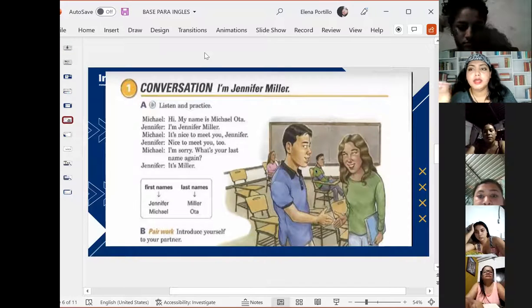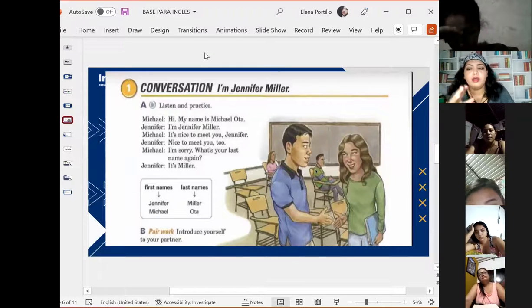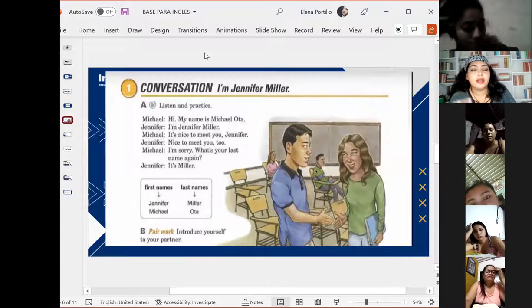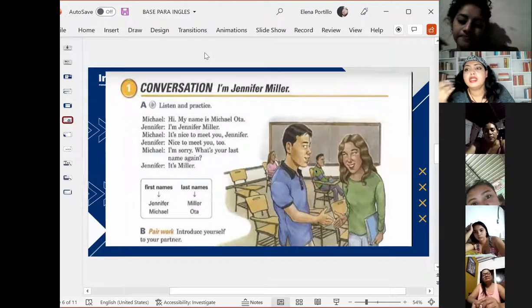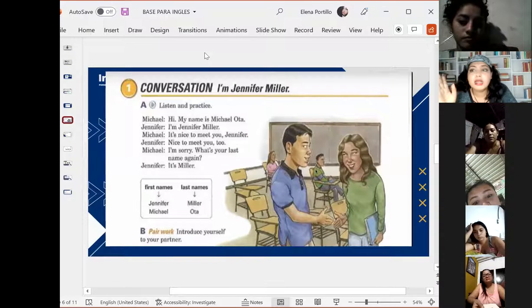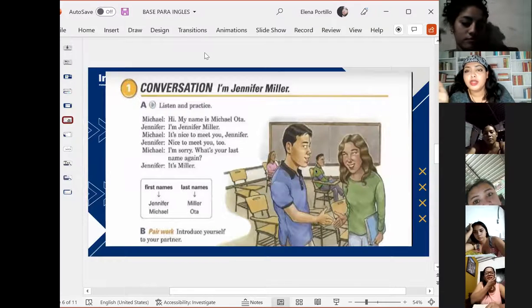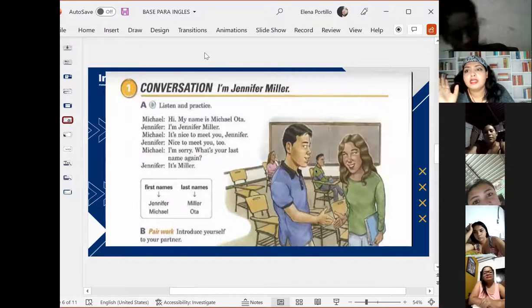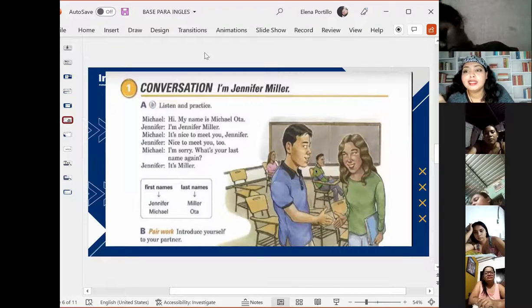So, we're going to see something really quick. In this conversation, we have some things that we are going to develop or divide to talk about. We have two people that are meeting each other, and maybe from the image, we can think they are in the university, maybe they are students, and they are talking to each other. Podemos ver, ¿verdad?, a través de la imagen que tal vez ellos están en la universidad, se están conociendo, son compañeros, y tenemos a Michael, quien es el que inicia la conversación.